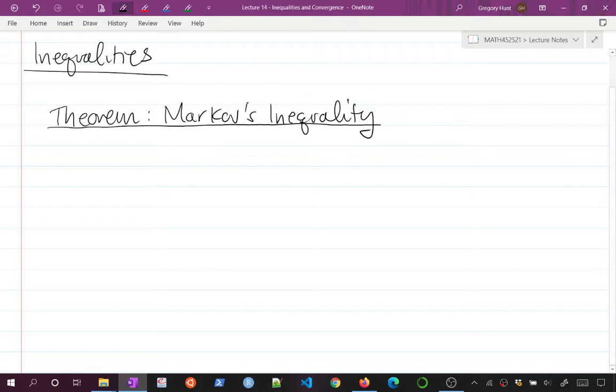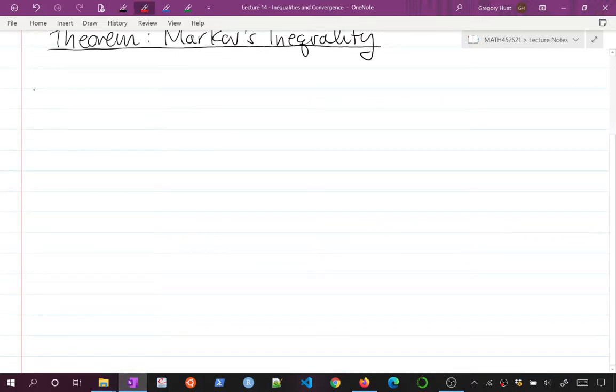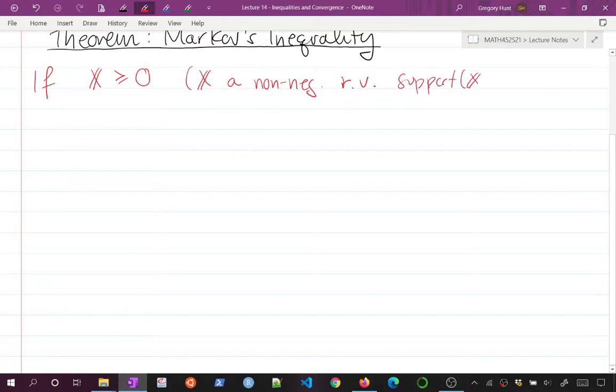Markov's inequality can be stated fairly simply. It says that if I have a random variable x, and x is greater than or equal to 0, this means x is a non-negative random variable. By that I mean the support of x is at least 0, so it has no probability of taking on a negative number. So x is what we call a positive random variable.